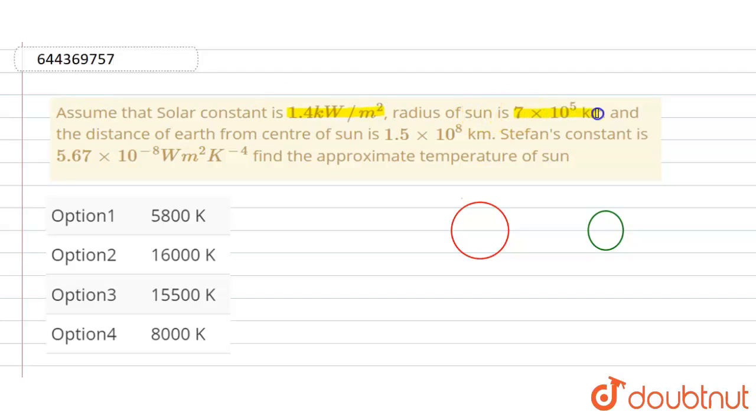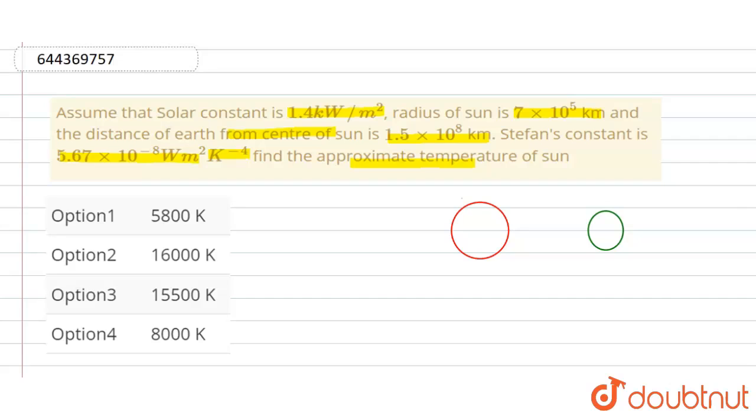Hello everyone, assume that the solar constant is 1.4 kilowatt per meter square, the radius of the sun is 7 multiplied by 10 raised to the power 5 kilometer, and the distance of the earth from the center of the sun is 1.5 multiplied by 10 raised to the power 8 kilometer. Stefan's constant is 5.67 multiplied by 10 raised to the power minus 8 watt per meter square Kelvin raised to the power minus 4. Find the approximate temperature of the sun.